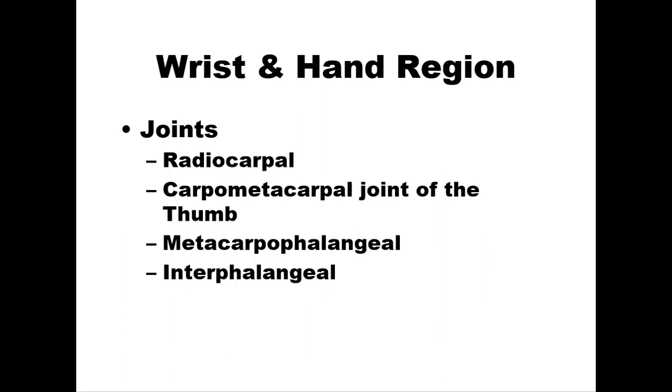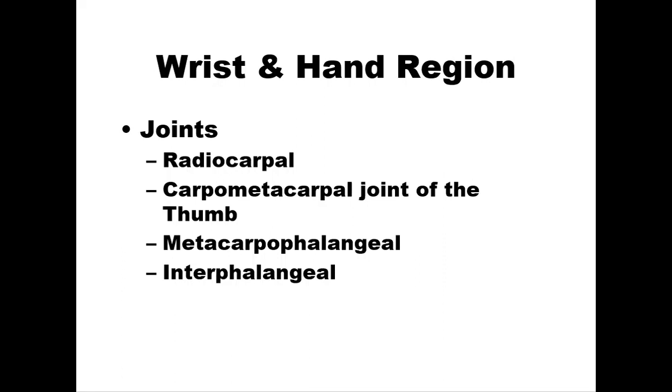We also call the abduction and adduction at the wrist joint, or the radiocarpal joint, ulnar deviation, so towards your pinky side, or radial deviation. We also have the carpometacarpal joint of the thumb. So that's between the carpal, or the trapezium. Remember, trapezium under the thumb, and our metacarpal. And that is a saddle joint. Huge range of motion, which you can probably do as you're sitting there right now.